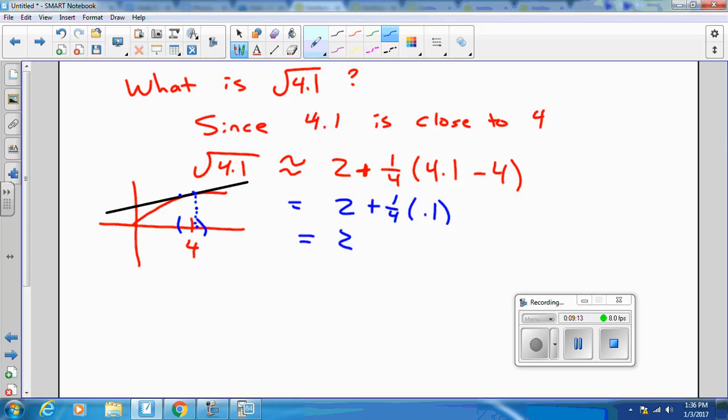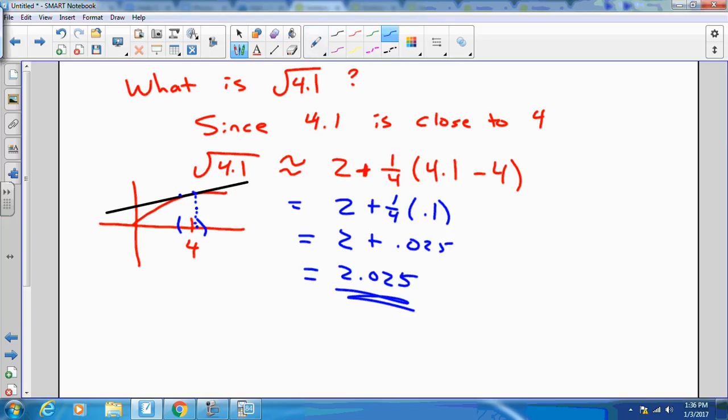2 plus a fourth of 0.1, or 2 plus 0.025. And without ever having to do any fancy math at all, the only thing I had to do was to construct a tangent line and plug in. I get an estimate for the square root of 4.1. How good is that estimate? Okay, well, let's find out. Get your calculators out and compute the square root of 4.1.